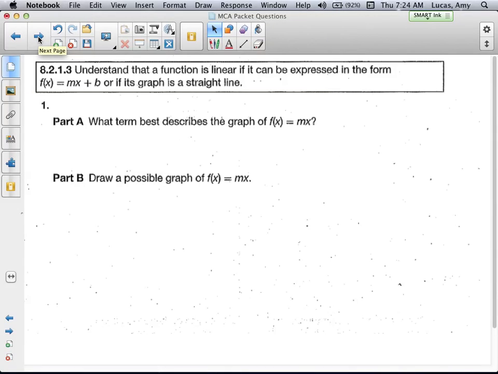Understand that a function is linear if it can be expressed in the form f of x equals mx plus b, or if its graph is a straight line. Number 1, part A. What term best describes the graph of f of x equals mx? What term describes it? That would be linear.